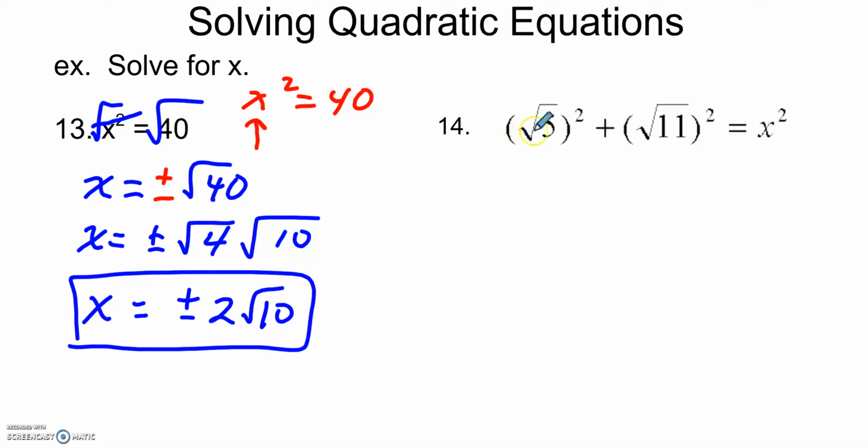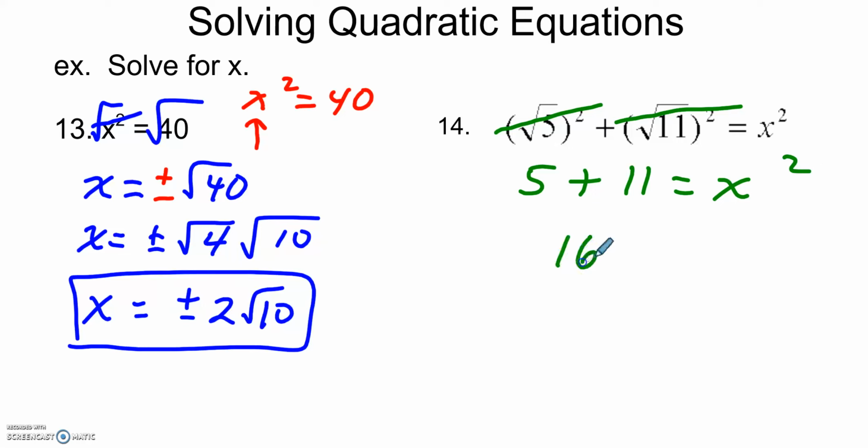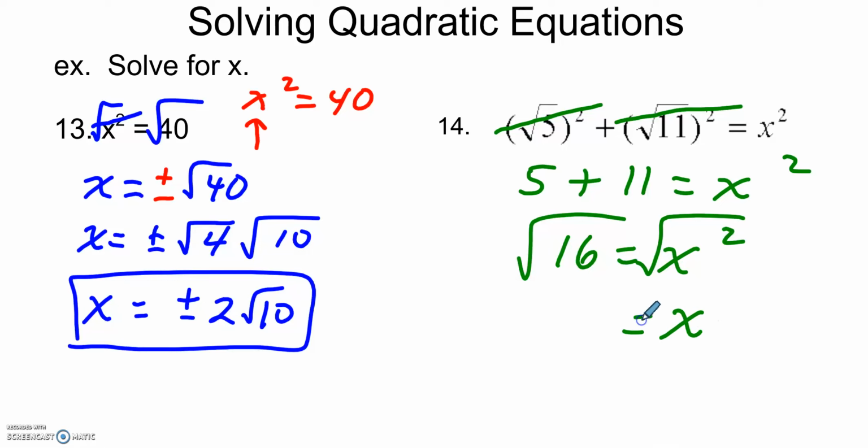Number 14, if I am squaring a square root, these inverses cross out, so I'm just left with 5, plus squaring a square root, cross out, I'm just left with 11 equals x squared. So I have 16 equals x squared. Take the square root of both sides. This time, 16 is a perfect square. So x is going to equal plus or minus 4.